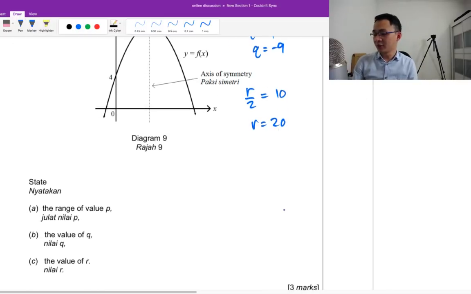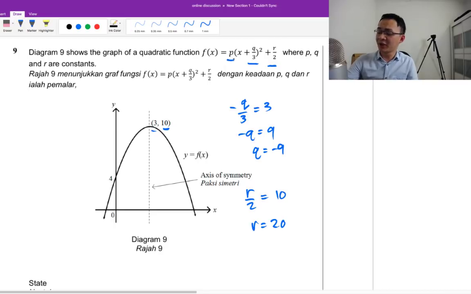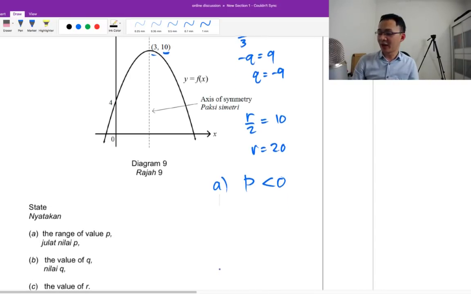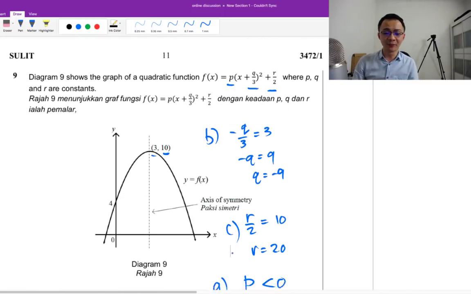Alright, and then the question asked me to find the range of p. Because this graph has a maximum, my p must be less than 0. P must be less than 0. Because when p is negative, only then will you get the maximum graph. Alright, so this is the answer for A. Find the value of p and find the value. Okay, this is the answer for B and the answer for C. Alright, it's quite easy.